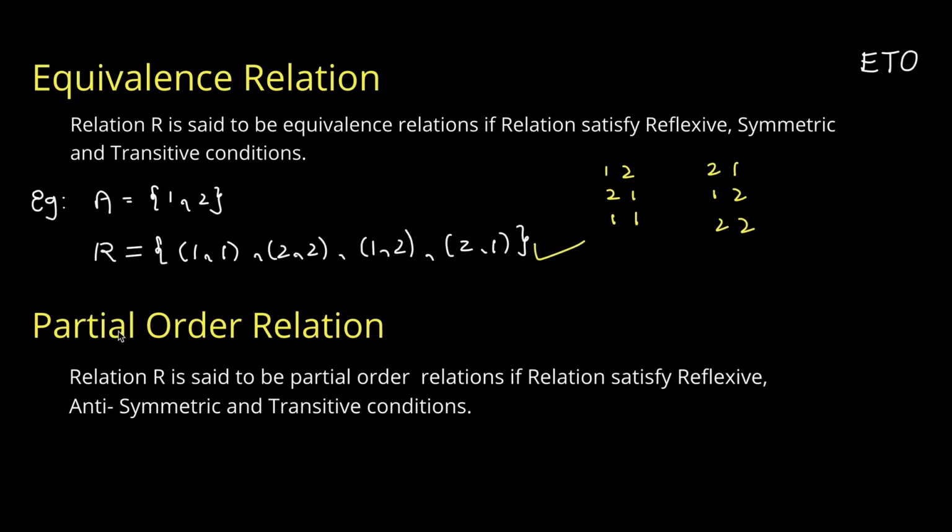Next one is partial order relation. Relation R is said to be partial order relation if relation satisfies reflexive, antisymmetric and transitive conditions. From definition we can easily get partial order relation is same as equivalence relation, but small change is it should satisfy antisymmetric condition instead of symmetric condition. These are the types of relation.